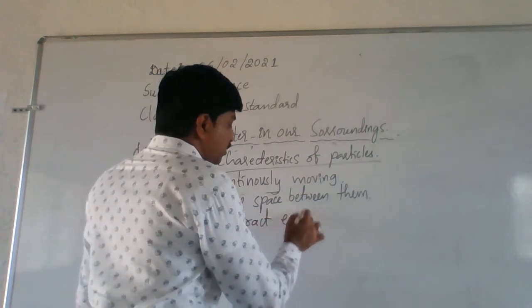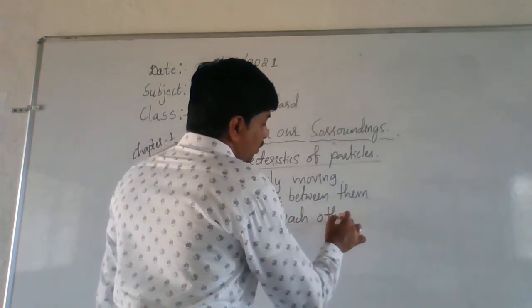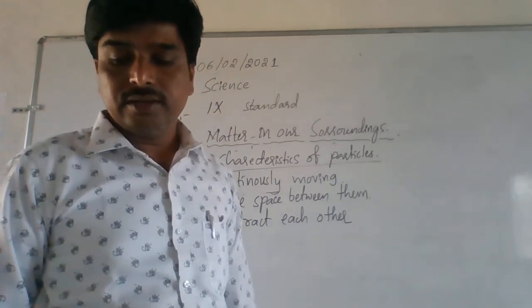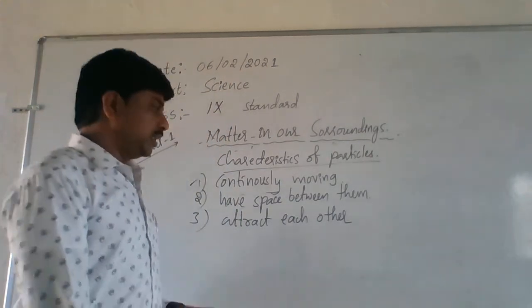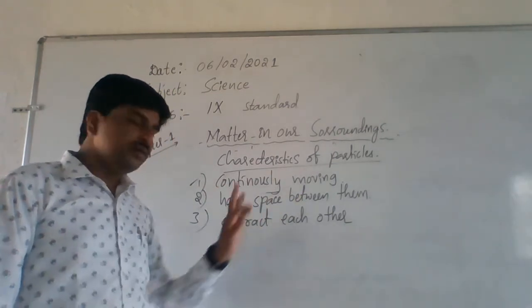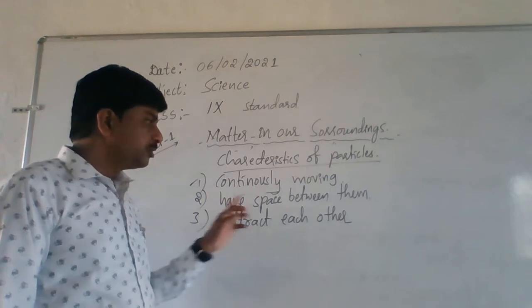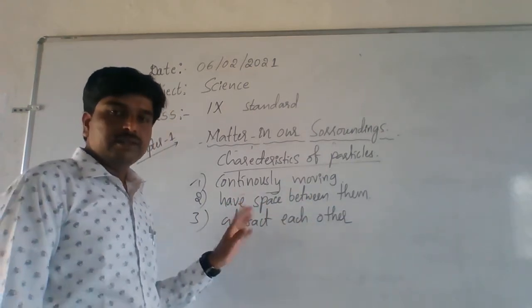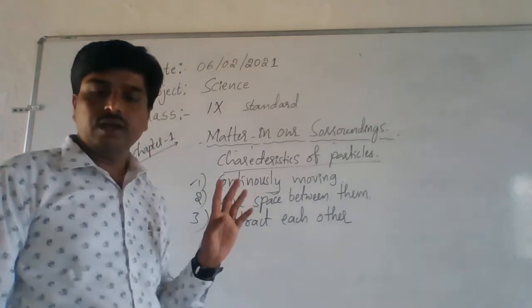Particles of matter attract each other. See, the first characteristic is there: particles of matter are continuously moving. Second, they have space between them. Third one, they attract each other. Okay, how?